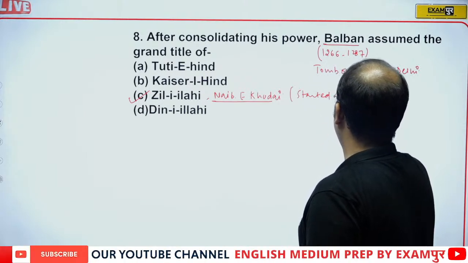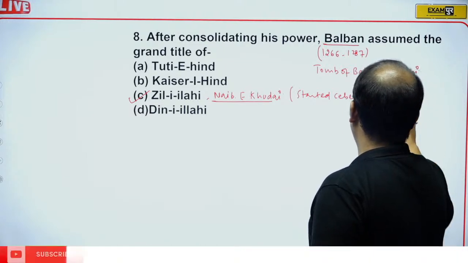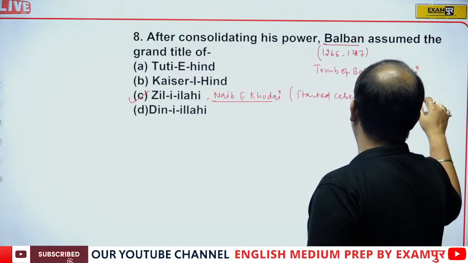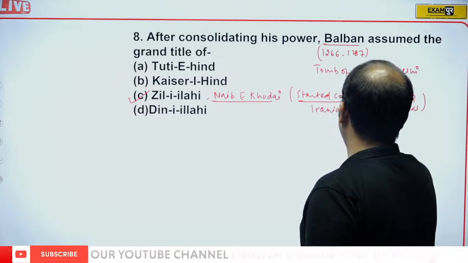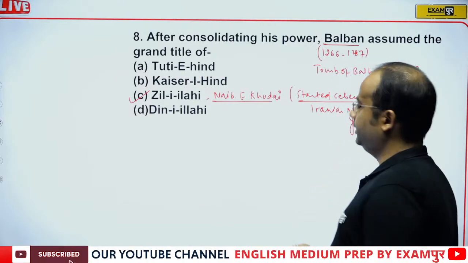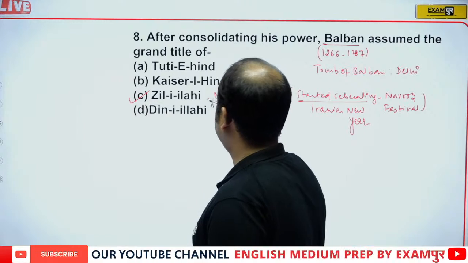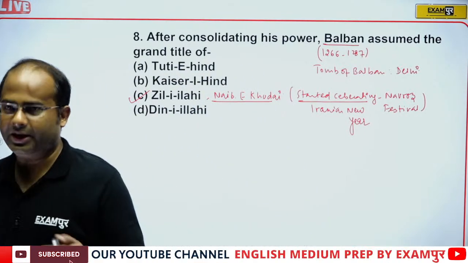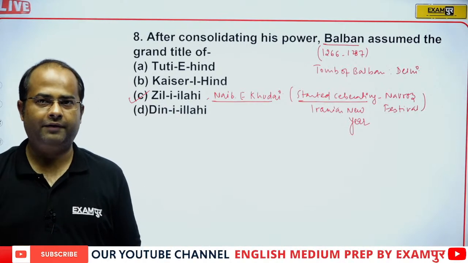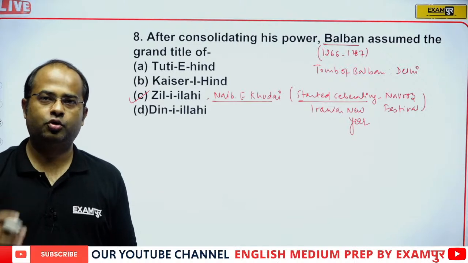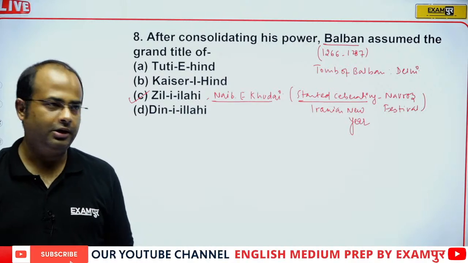He started celebrating the Navroz festival, which is the Iranian New Year. So, guys, the correct answer will be option C, Zille-Ilahi. Other than this, he has one more title that was called Naib-e-Khudai. Since he considered himself from the royal dynasty of Afrasiab, who was an Iranian personality, he started Iranian style in his court and started celebrating Navroz, which is the Iranian New Year.